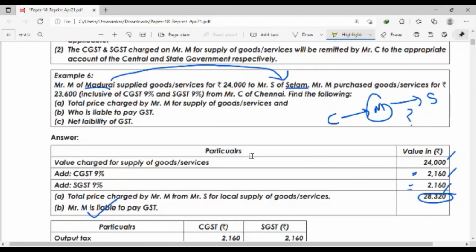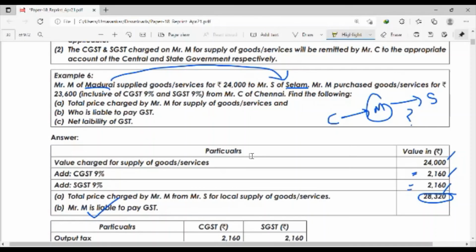For the value of supply, we take 24,000 as given in the question. On 24,000, CGST 9% and SGST 9%. Why? Because Salem and Madurai are both in Tamil Nadu, in the same state. So 24,000 plus CGST 9% and SGST 9% will be 28,320. Who will be liable? Obviously Mr. M, because M is the supplier or seller.